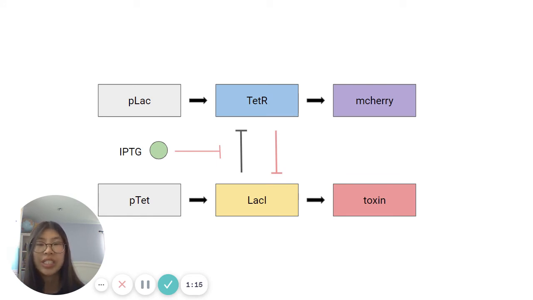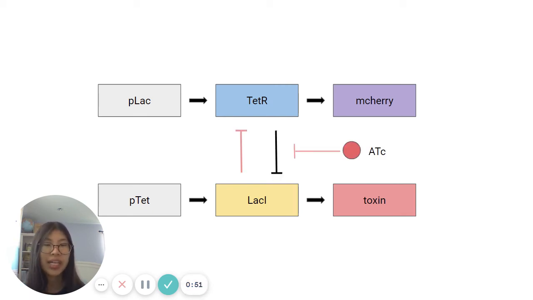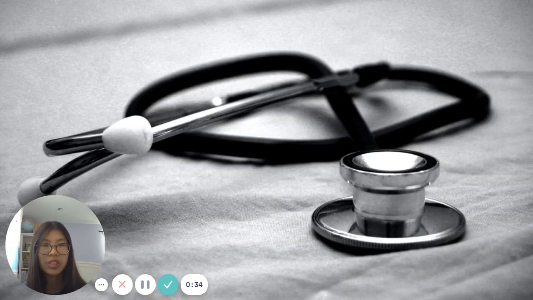However, if we add IPTG to the system, TET-R will continue to inhibit LAC-I, but LAC-I will be unable to actually repress TET-R. And as a result, only mCherry, or red signal, will be expressed. On the other hand, if we have ATC added to our system, TET-R can no longer repress LAC-I, and only LAC-I will be able to repress TET-R. As a result, only our toxin will be expressed, and that E. coli that belongs to this group will self-destruct.